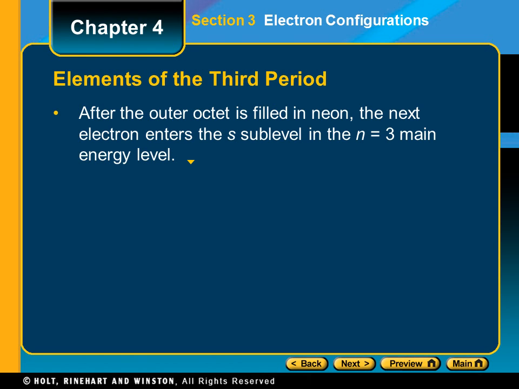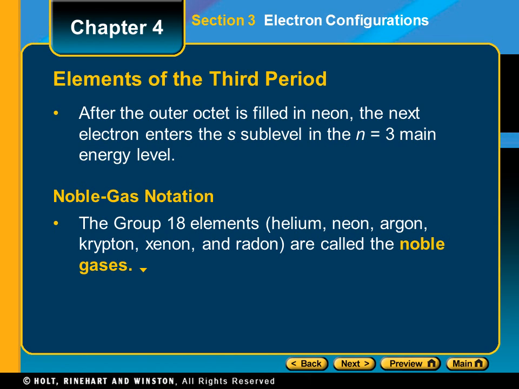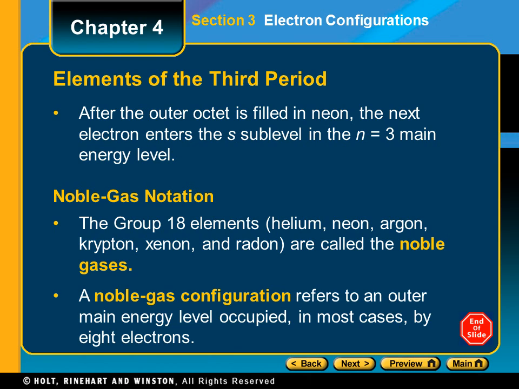After the outer octet is filled in neon, the next electron enters the s sublevel in the third energy level. And that takes us to noble gas notation. Okay, here we're looking at the group 18 elements. These are the noble gases: helium, neon, argon, krypton, xenon, and radon. A noble gas configuration refers to an outer main energy level occupied in most cases by 8 electrons.